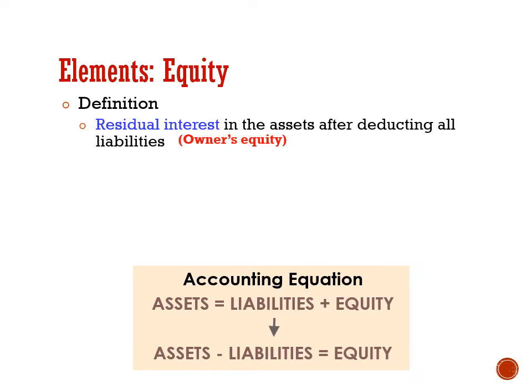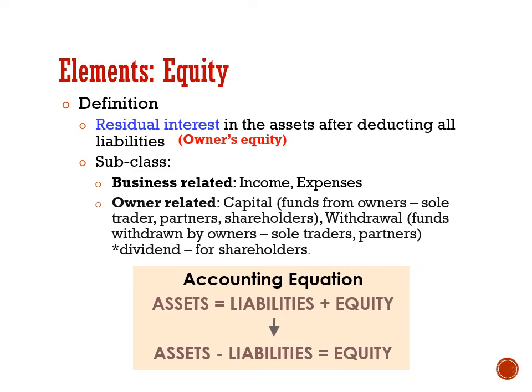And this represents what the owner of the business owns, also known as owner's equity, especially for sole proprietorship or sole trader. Under equity, we have subclasses. Those related to the business, they are income and expense, and those related to owner of the business, that are capital and withdrawal.